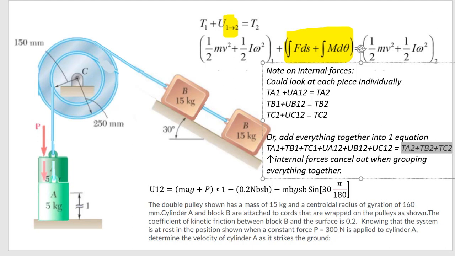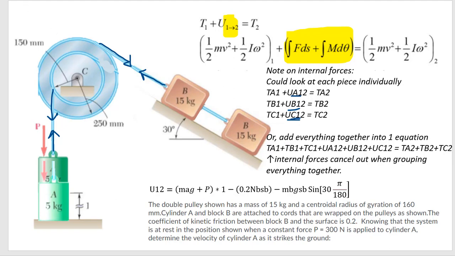So the tension on my pulley is pulling down on my pulley, but the same tension is also pulling up on my block. So when I add together the work done on my pulley to the work done on my block, that would be equal and opposite, and it would cancel out. Same with this. So the tension pulling down on the pulley is also pulling up on the cylinder A. And if I add A to what the pulley is doing, those two end up canceling out.